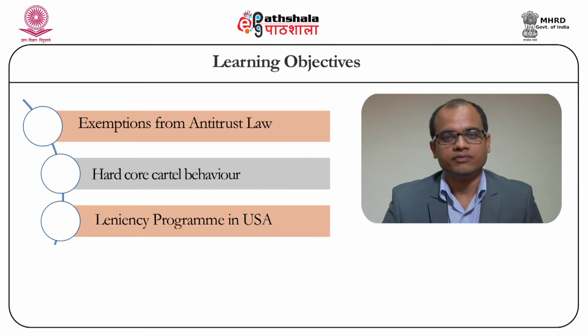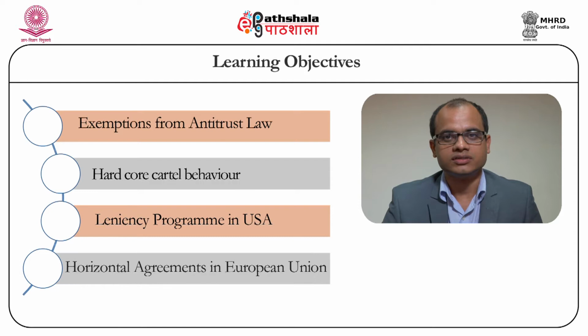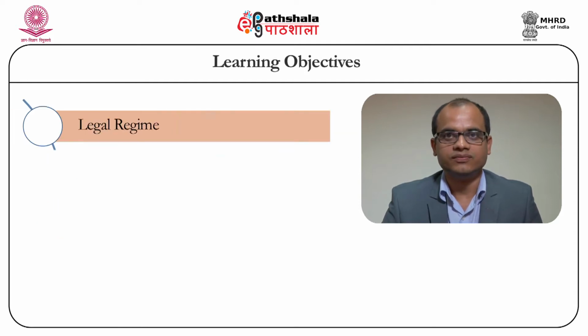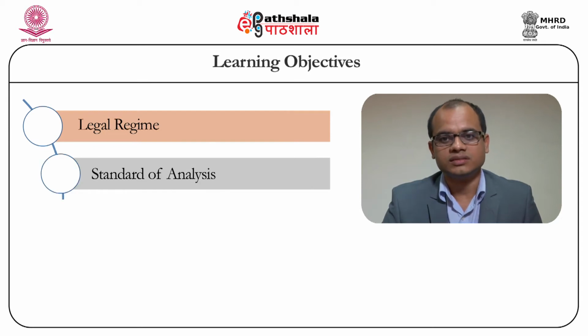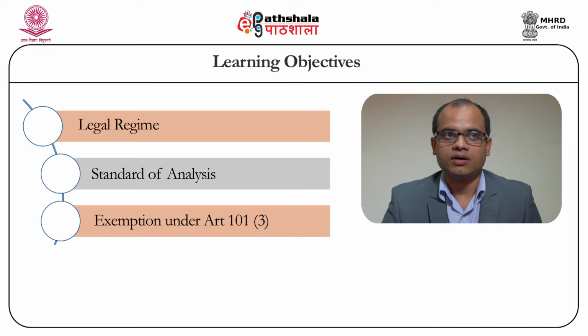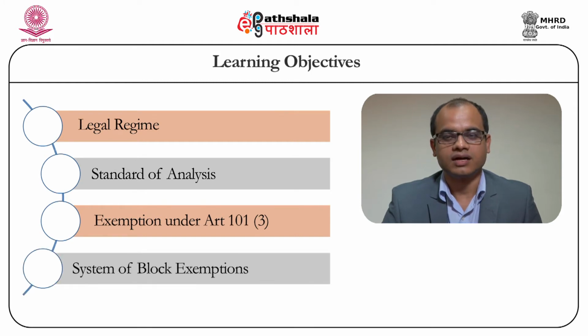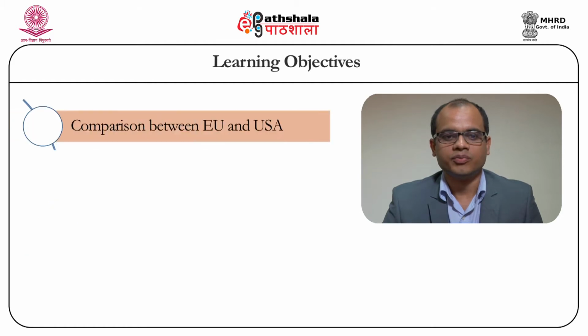In the same way, we will then focus on how horizontal agreements are dealt with in the European Union: what the legal regime is, what the tests and the standard of analysis are, what the exemptions are, and how they deal with fighting cartels in the European Union. In the end, we will briefly compare the approaches, the differences and similarities in the approaches of the EU and US.